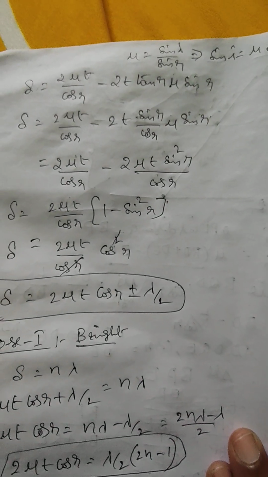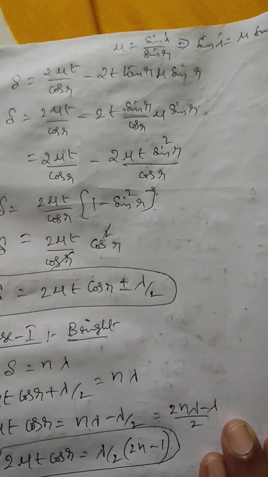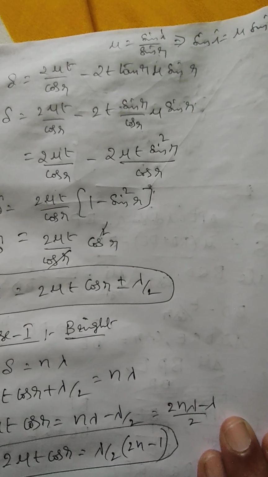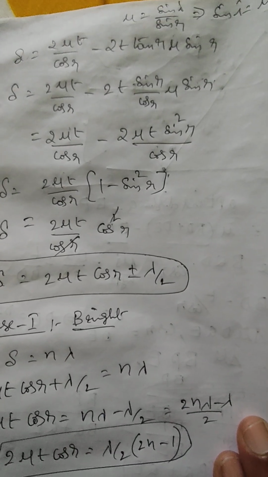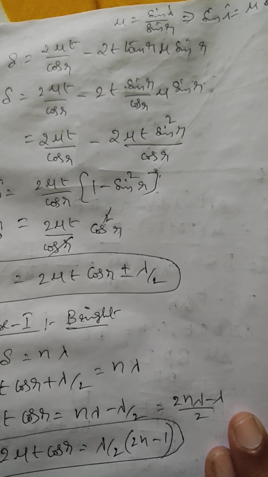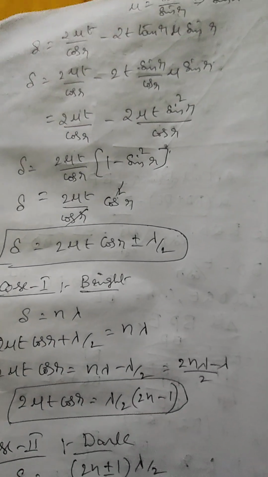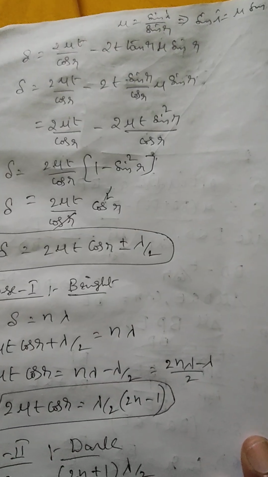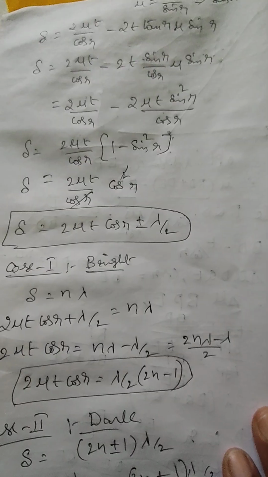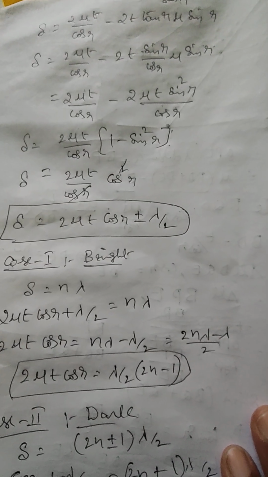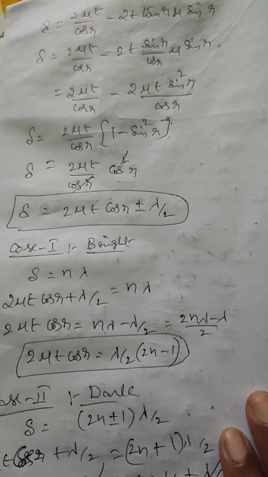Then simplify the equation: 2 mu t by cos r minus 2t tan r mu sin r. Tan r can be written as sin r by cos r. Then finally 2 mu t by cos r minus 2 mu t sin square r by cos r. We take 2 mu t by cos r as common, giving 1 minus sin square r, which is nothing but cos square r. Finally, we get delta is equal to 2 mu t cos r.